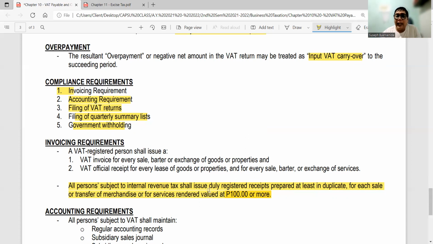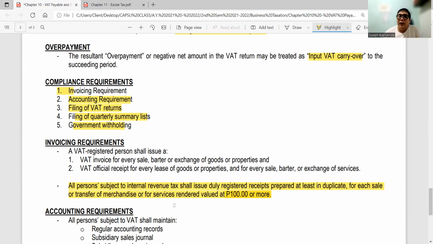It's very important, because in claiming output and input VAT, you need the invoice or the official receipt. That's why I tell my clients that it is very important to issue a receipt, especially if you are already a VAT taxpayer. Because for a VAT taxpayer it's very difficult, since the government does tracing of your sales and purchases.